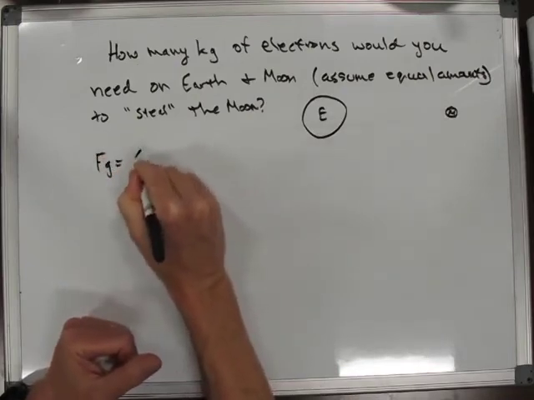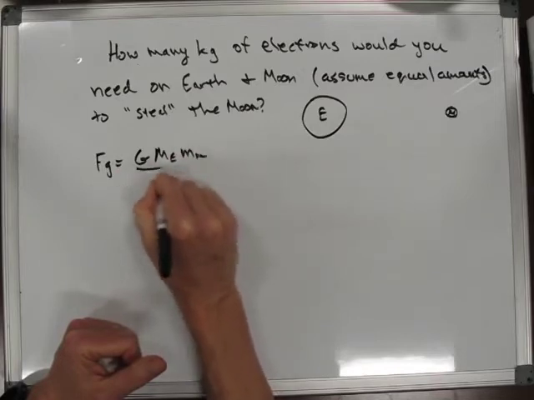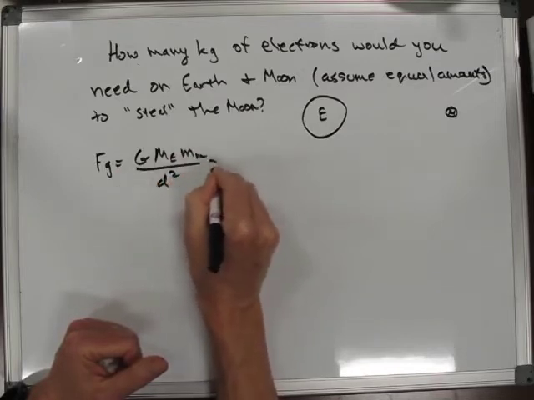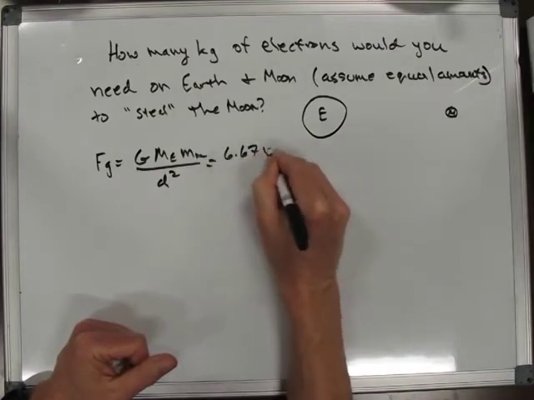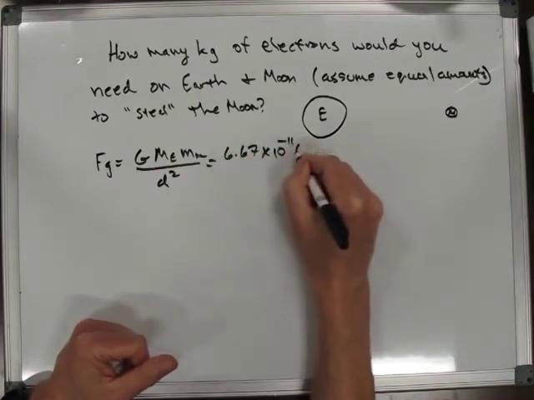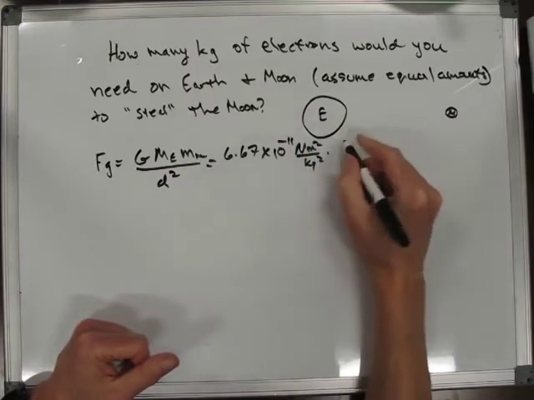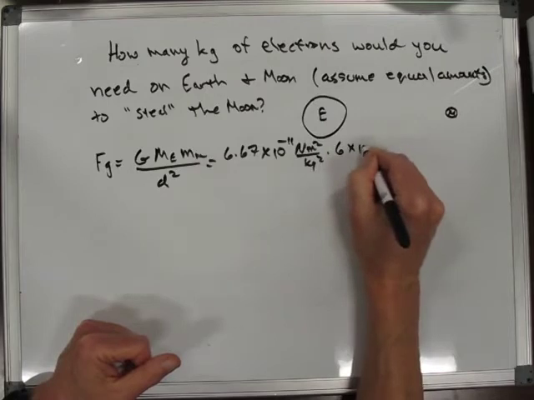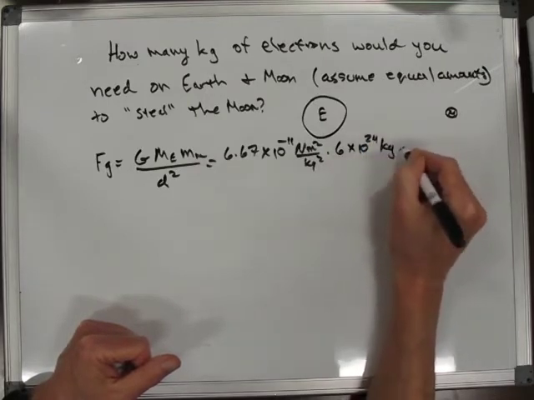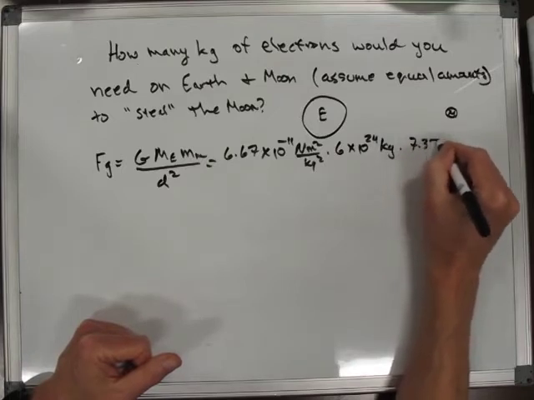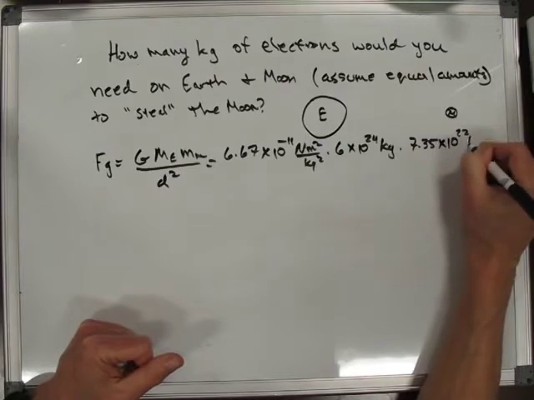And so the force of gravity between them is G times the mass of the Earth times the mass of the Moon over the distance between them squared. That's 6.67 times 10 to the negative 11th newton meter squared per kilogram squared, times the mass of the Earth, which is 6 times 10 to the 24th kilograms, times the mass of the Moon, which is 7.35 times 10 to the 22nd kilograms.